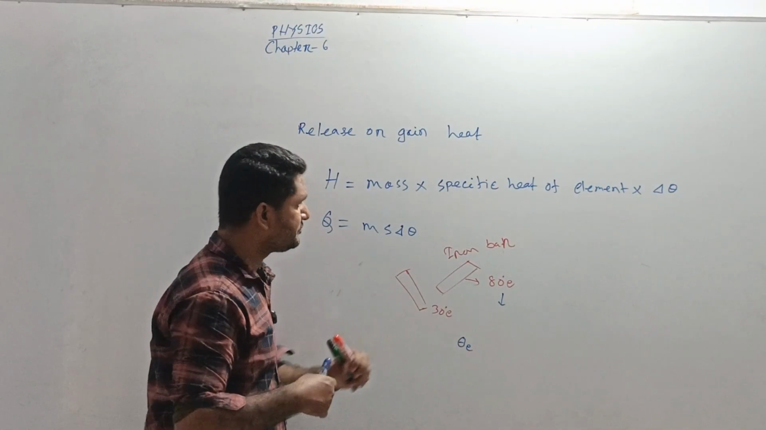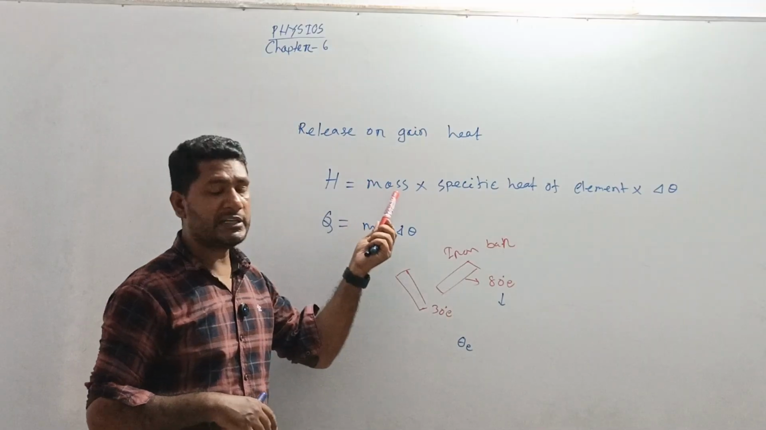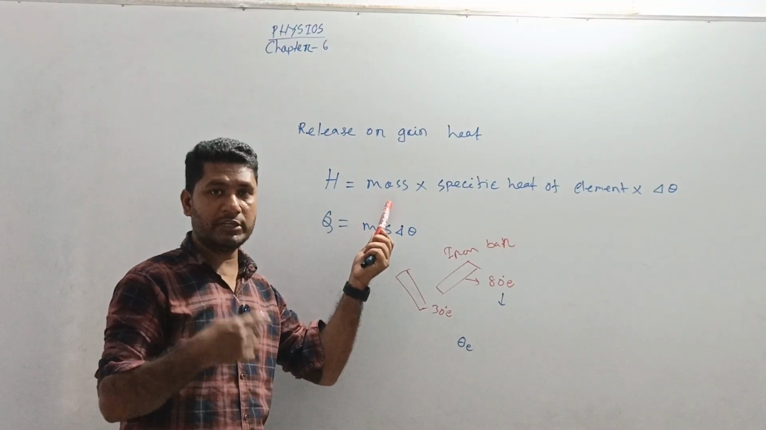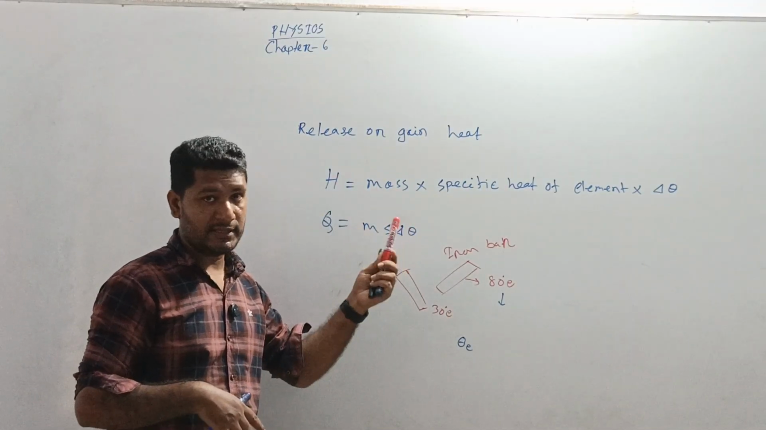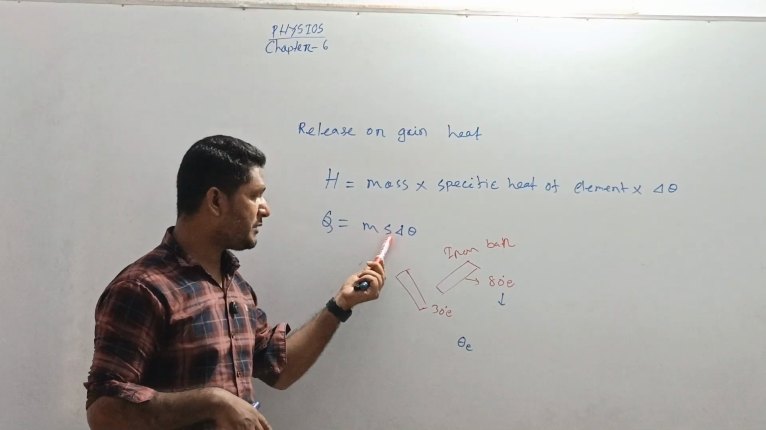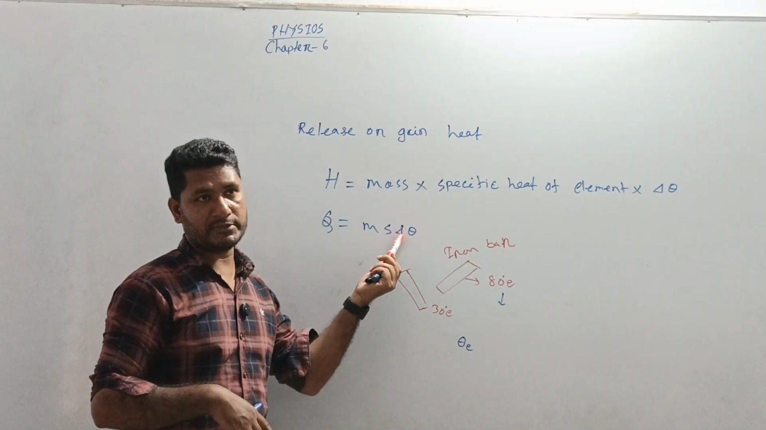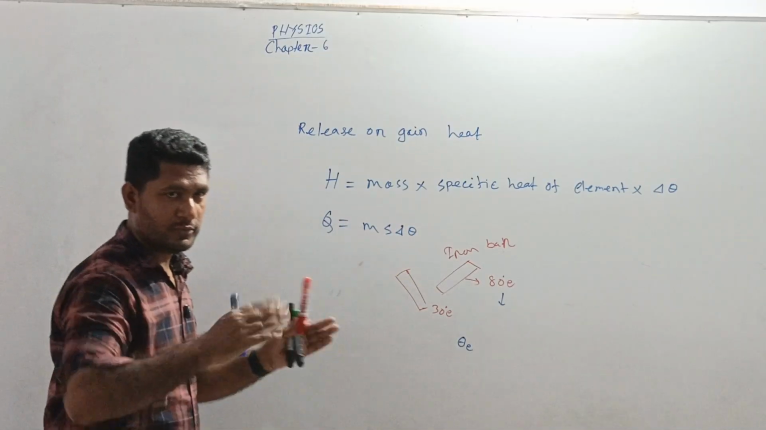So we can say that how much heat energy a substance or element will gain or release depends on the mass of that substance, the specific heat of that substance, and the change of temperature. Okay, thank you.